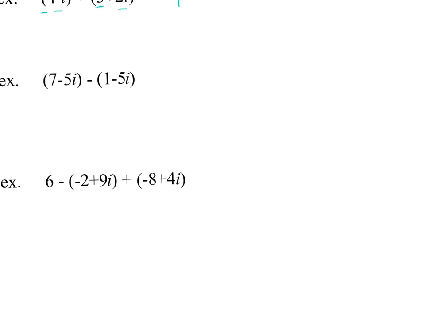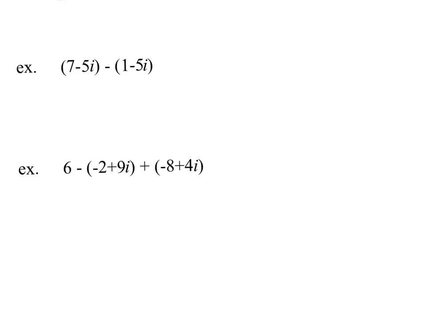Let me make this a little bigger as I talk about the rest of these. Now this next one, you have this minus sign, and just like with the x's, I need to distribute that minus sign in the parentheses after it. So I still have 7 minus 5i, but then I'm going to have minus 1 and then plus 5i. Minus 5i plus 5i, those cancel each other out. So we're left with 7 minus 1 is 6.